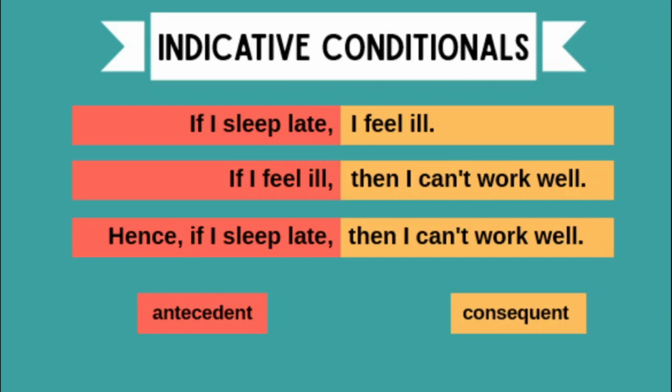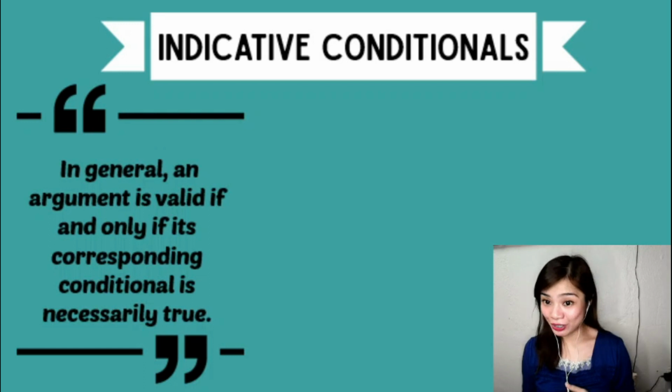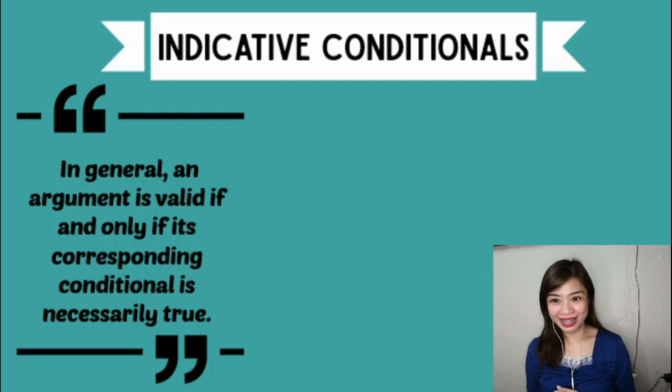So it's the same thing. The first two sentences are the premises, and then we have the last statement, which is the concluding statement. And we also did the same thing. The consequent in the first sentence, we use it as an antecedent in the second sentence. And then, for our final sentence, we use the antecedent in the first sentence and the consequent in the second sentence. So we combine them, and therefore we already have our conclusion. But remember, in general, an argument is valid if and only if its corresponding conditional is necessarily true. And that's how we use conditional sentences in arguments.